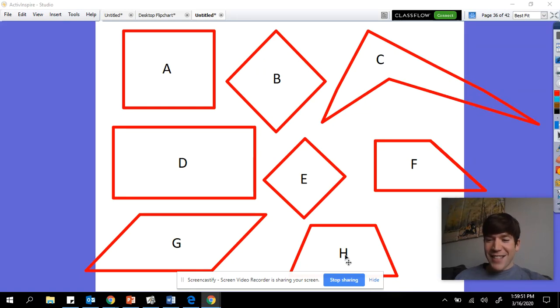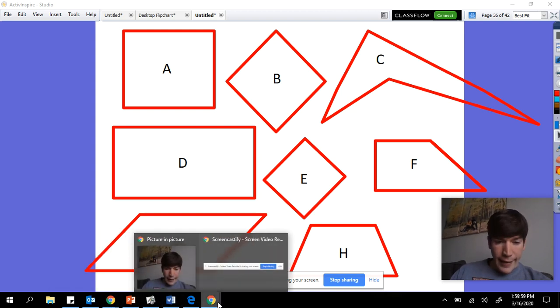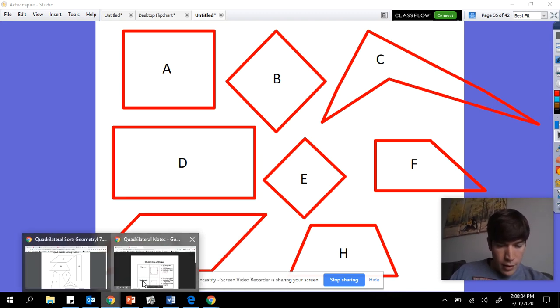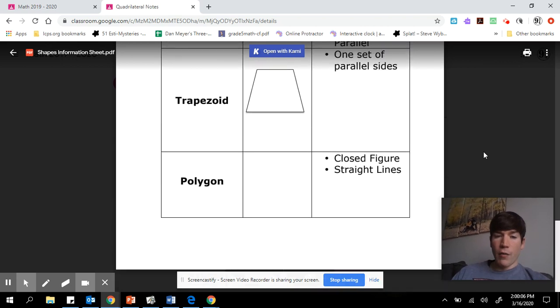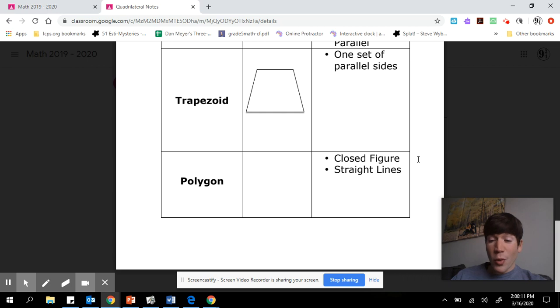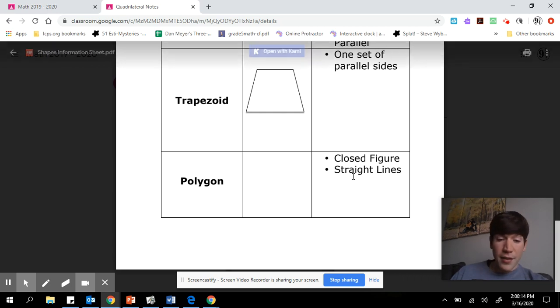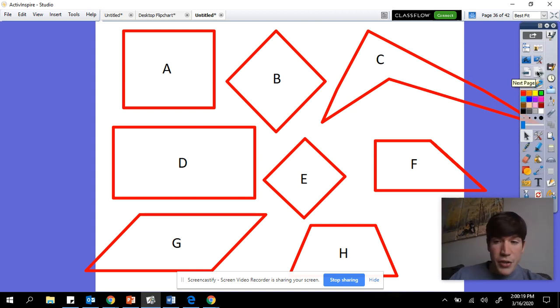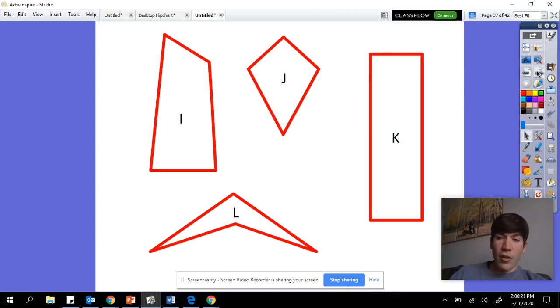Hey everybody, let's start out by talking about polygons. If we take a look at our definition of what a polygon is, we know that a polygon is any shape that is a closed figure with straight lines. So the shapes that we're taking a look at today, which are going to be all of these shapes, as well as all of these shapes, are all polygons, along with all of the triangles that we've looked at. They're all polygons as well.